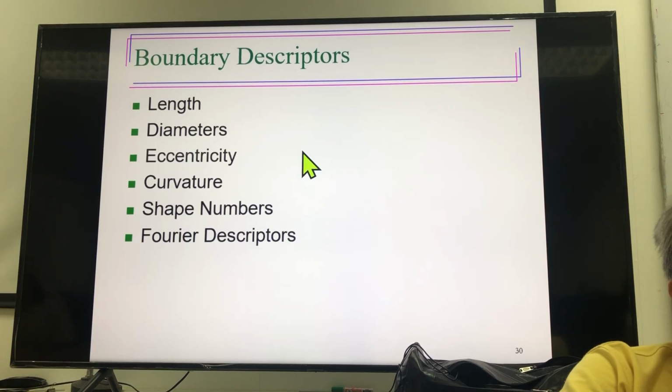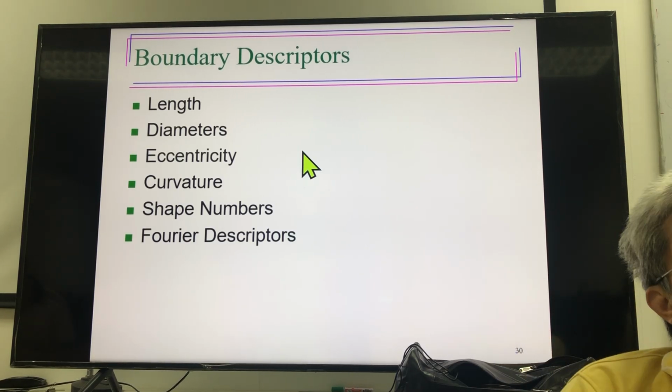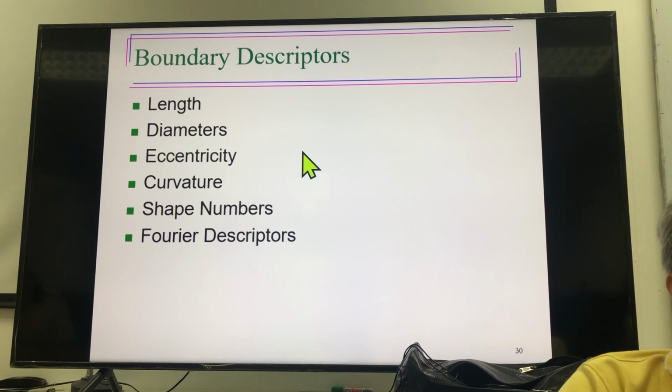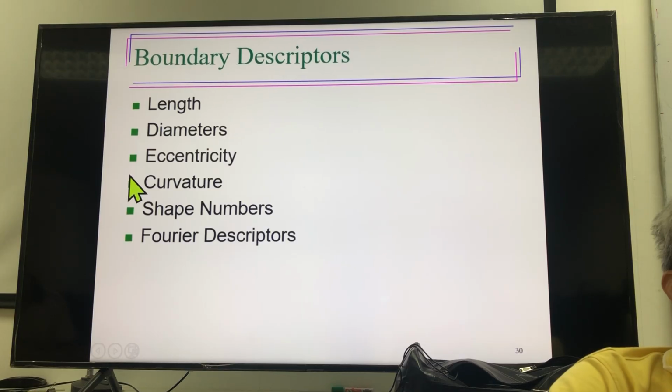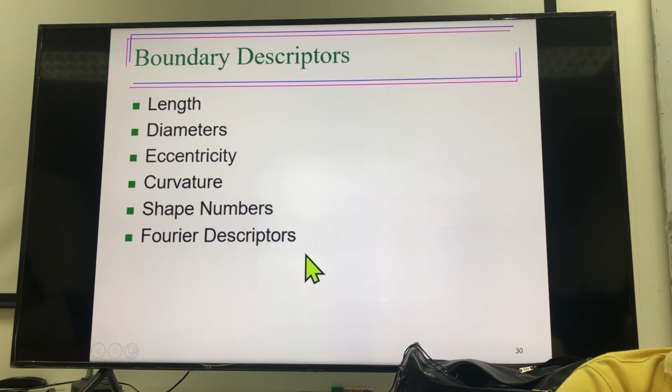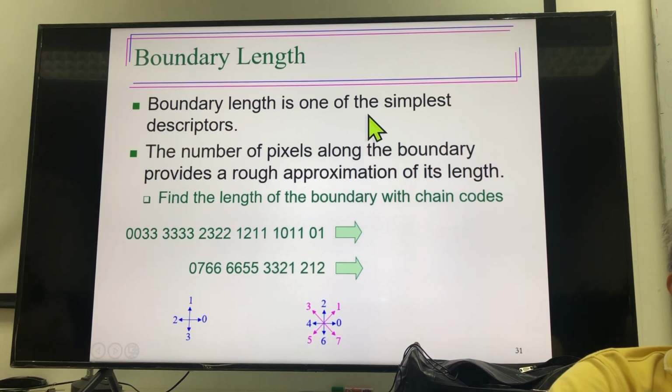Next is the boundary descriptor. Once we have the boundary representation, now you can find some numbers to represent the boundary. Well, the easiest is the length. It could be the diameter, the intensity, eccentricity, the curvature, the shape number, we already told you that, right? And then the last one is the Fourier descriptor. Let's take a look. Suppose we have the boundary. The simplest descriptor for the boundary is its length.